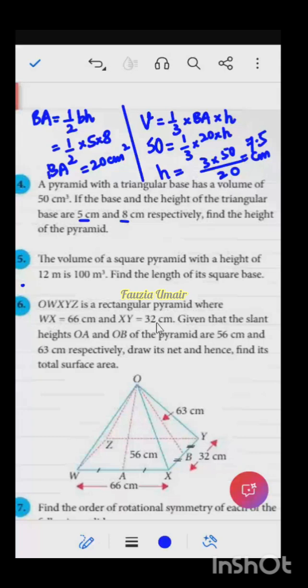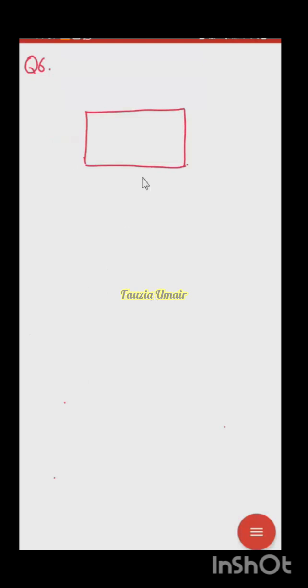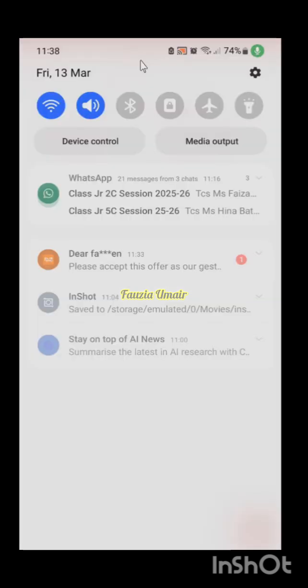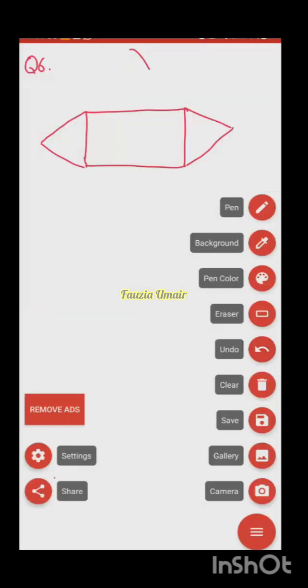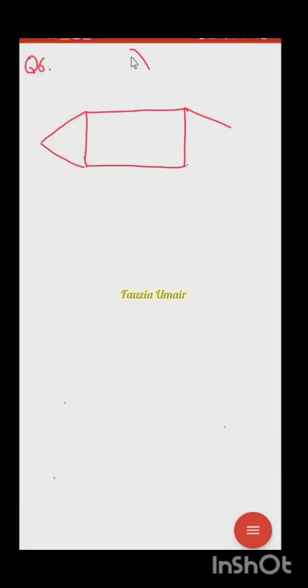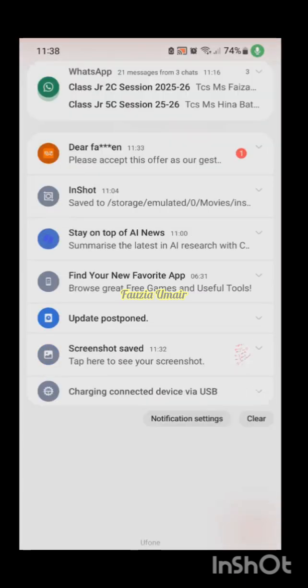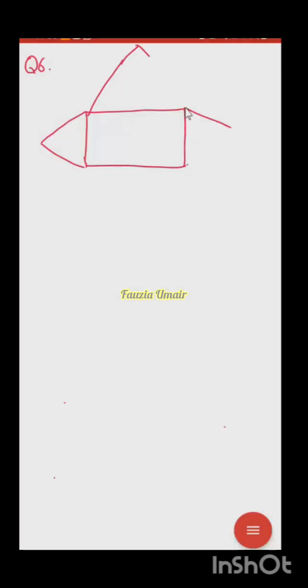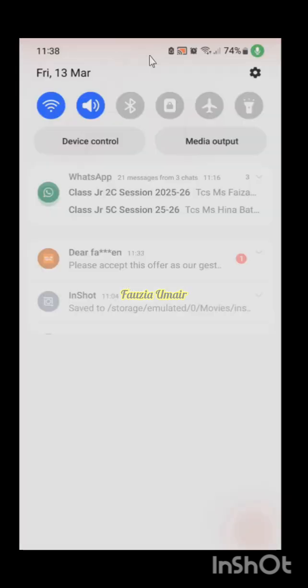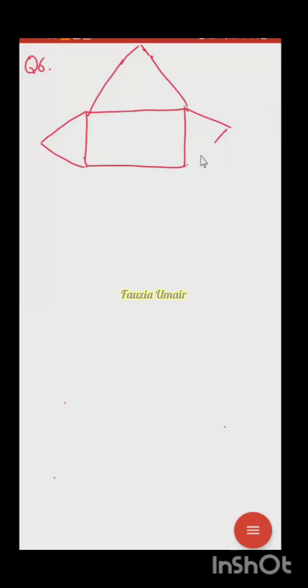So if I open up this pyramid, it has a rectangular base. So this is the net of this rectangular pyramid. There is a triangle here. You can see that when we open this up, these triangles are not the same.